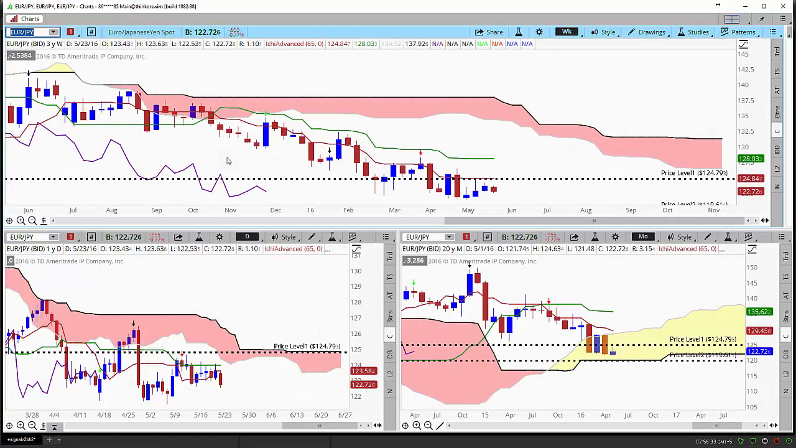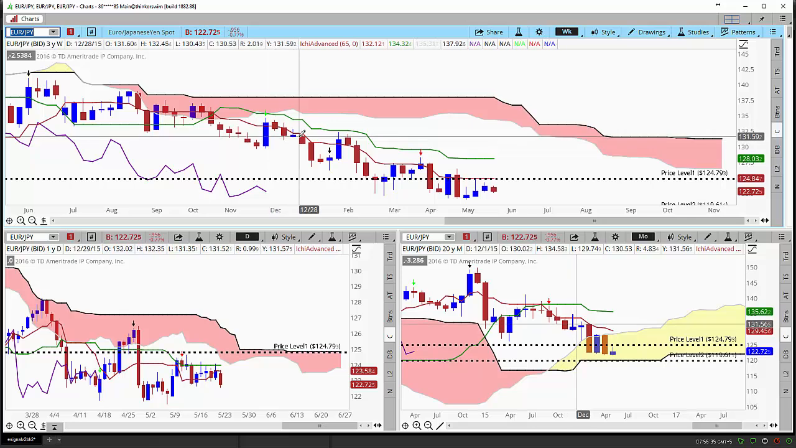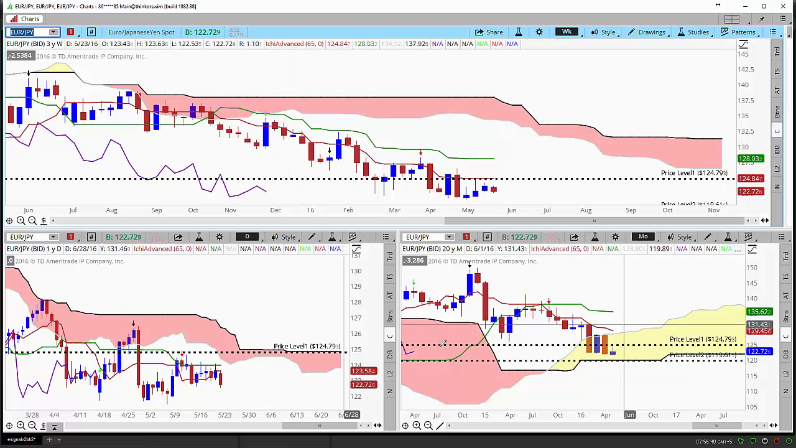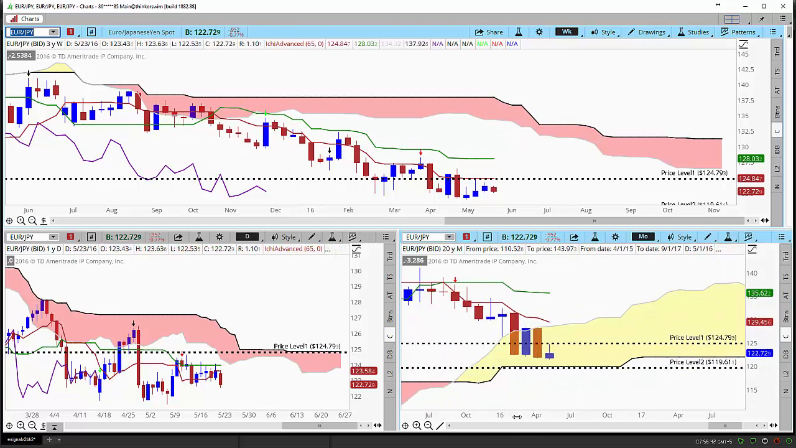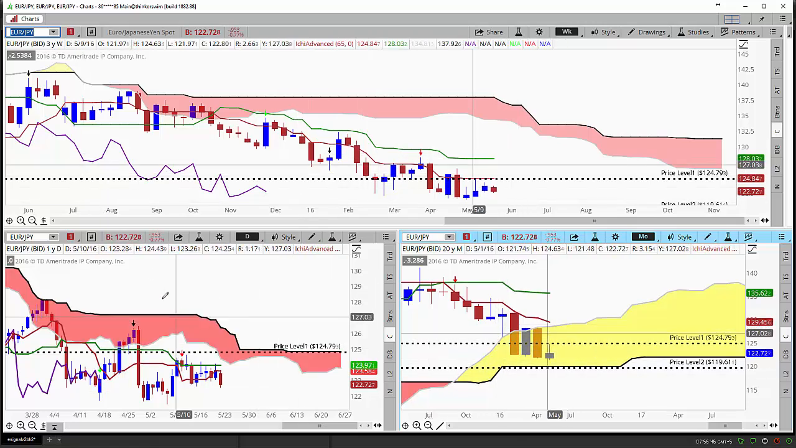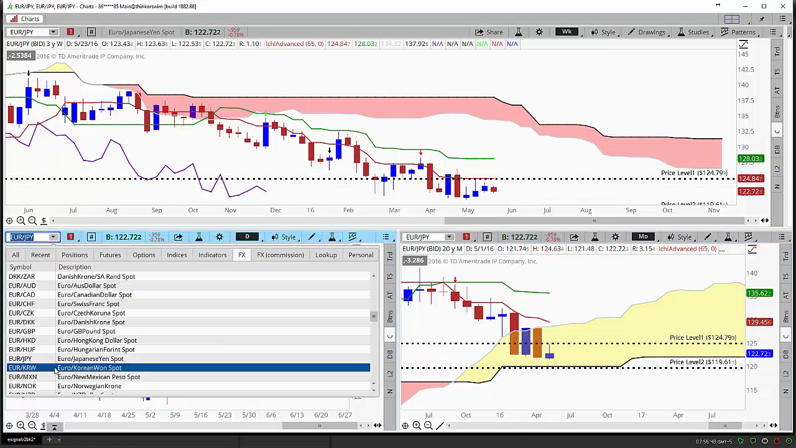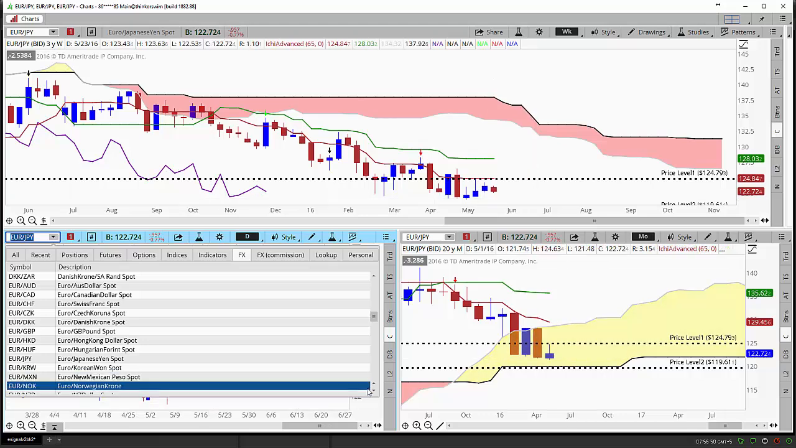Euro yen. Euro yen is in a bearish trend here, and it's being controlled by a resistance at 124.79. You could see that, and you could see the support it's trying to get to is about 119.61. So that's basically that one right there. That one's easy because the daily is also consolidating in a bearish trend too.